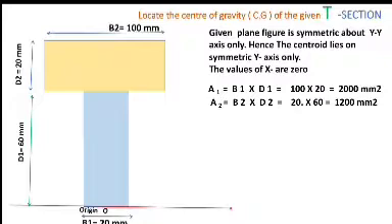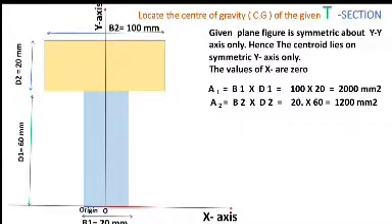Now I am drawing the reference axis. Here I am taking the x axis at the bottom edge, and the given T section is symmetric about the y axis, the vertical axis. Therefore, I am taking the vertical axis at the middle part. The given plane figure is symmetric about the y axis. Hence, the centroid lies on the symmetric y axis only. Hence, the values of x1 and x2 are 0.